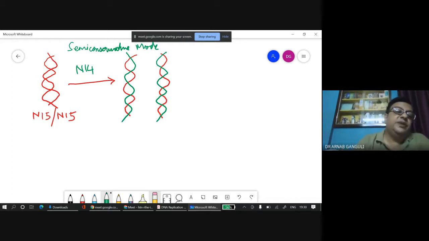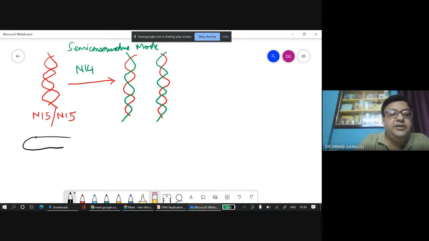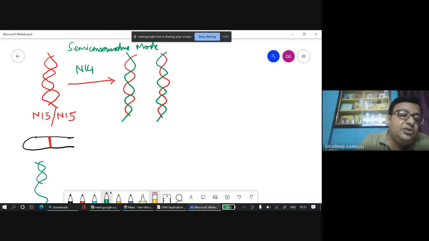Now, if you run this on a cesium chloride gradient, টিউবটাকে এরকম বেঁকিয়ে আঁকছি, the N15 band would lie over there. And say if you compare the same DNA which is grown totally on N14, this is N14 by N14, the N14 will lie somewhere over here.